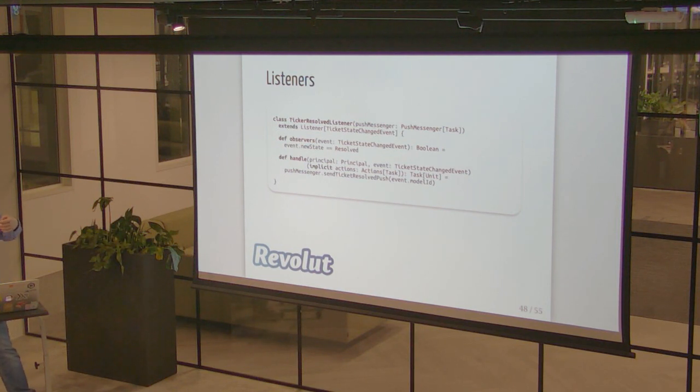The first one, observes, performs additional checks for a given event. Here we check that the expected event should have a target state of resolved, and if the target state is resolved, the handle method will be called with the principal who called the action, the original action where this event was emitted, the event, and additional parameters, a dictionary with all actions where you can execute more additional actions. But here we, for example, send a push message to the client that the particular ticket was resolved.